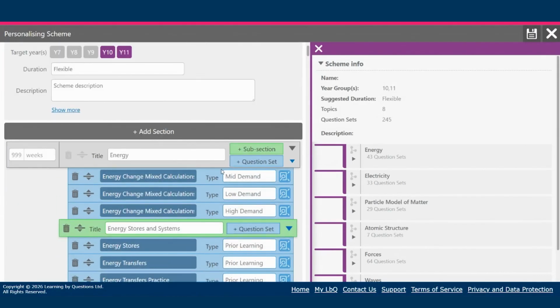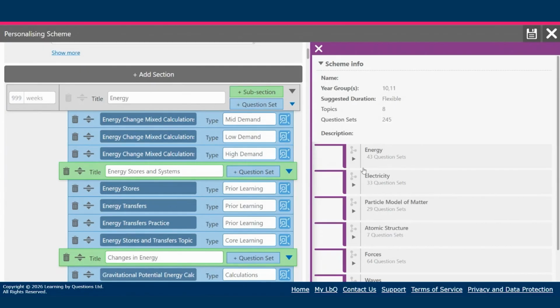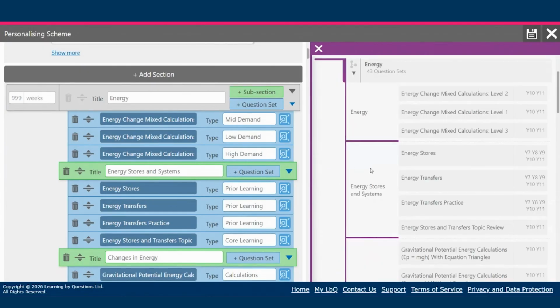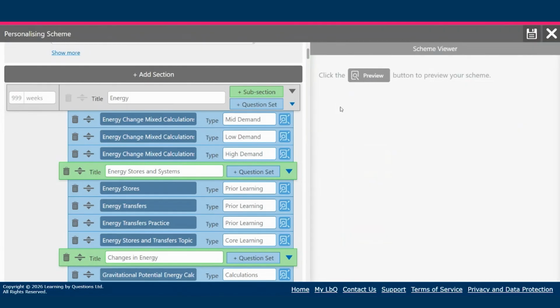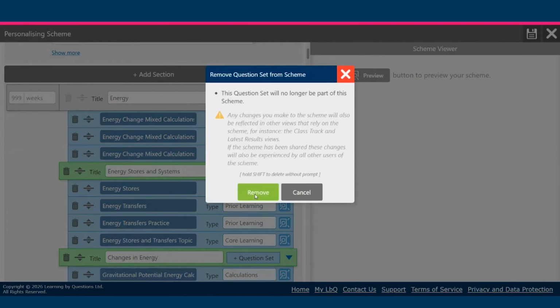Out of the box, you can see that we have a scheme that the class will follow that is based on the specification. We've chunked up the specification and put our question sets that we think are most appropriate next to each topic. But you might think, well, this non-specialist teacher is teaching maybe a mid or low ability class, and I want to remove some of these question sets. It's very, very intuitive. You simply just hit the bin.